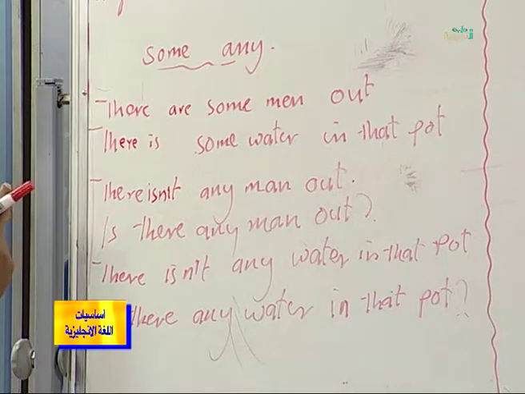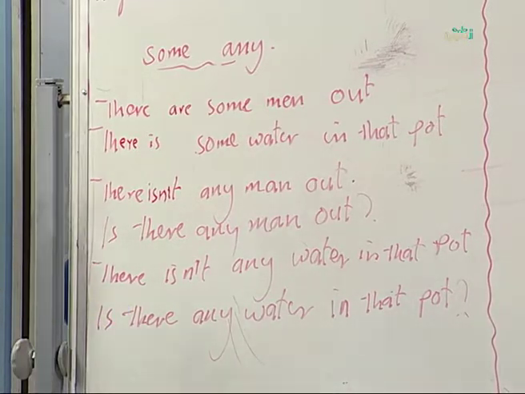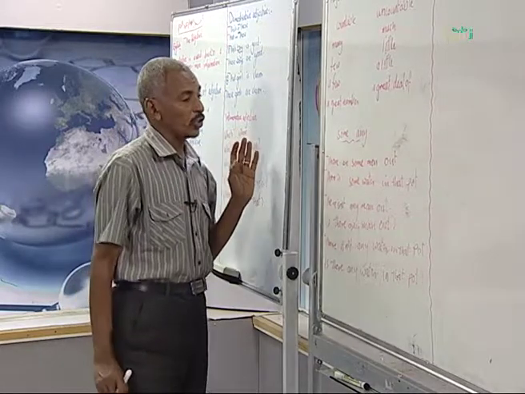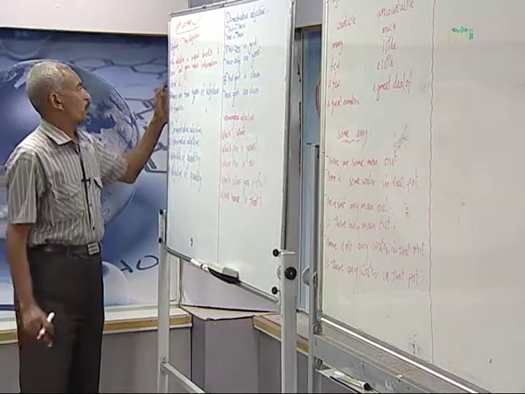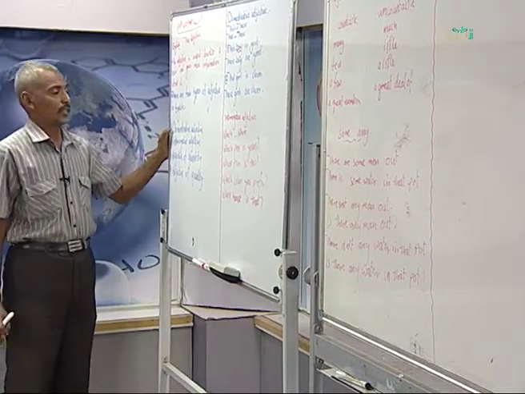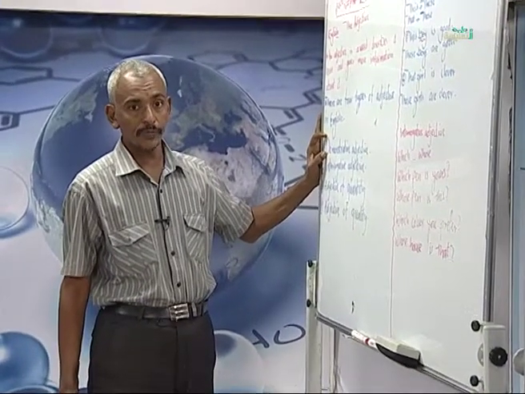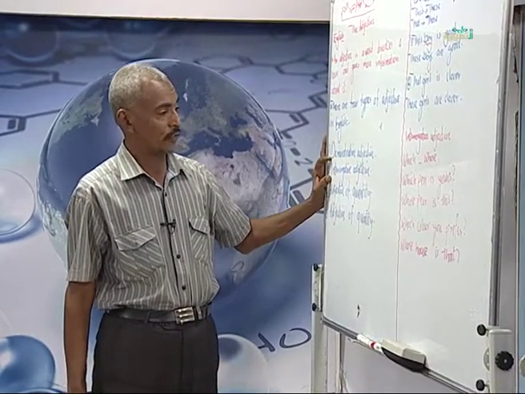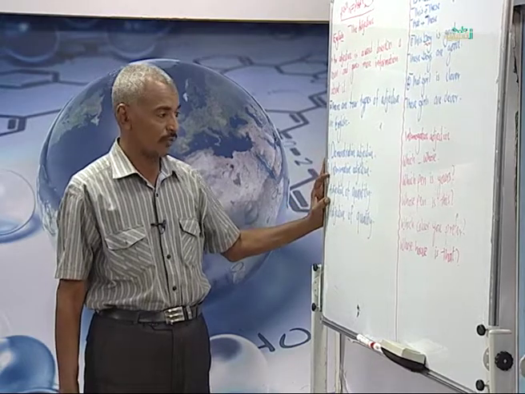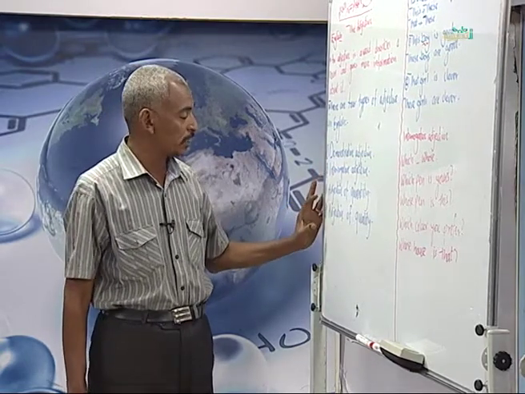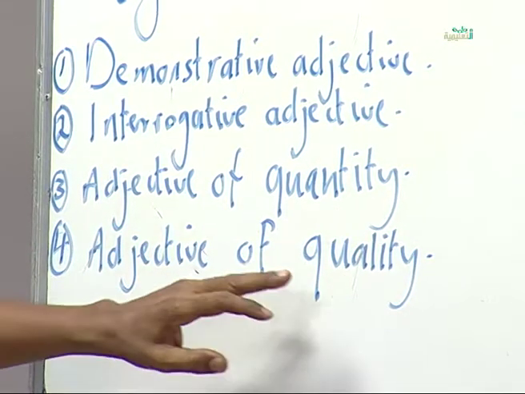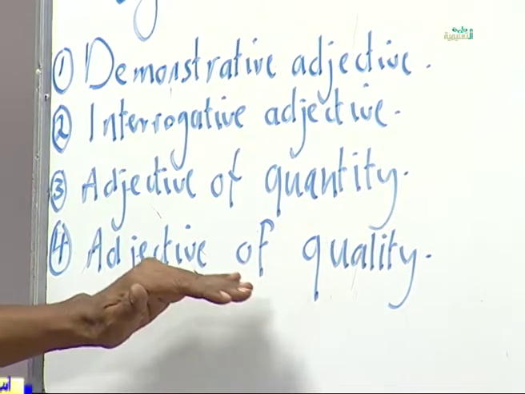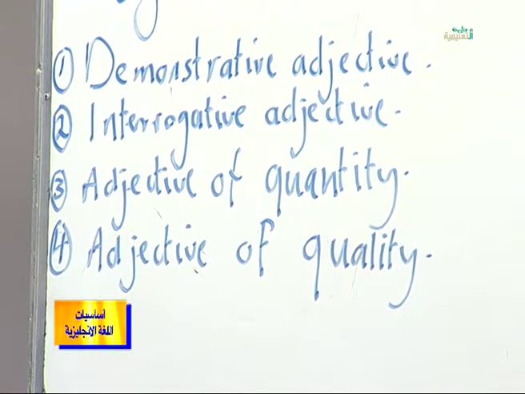This is the most important thing that you have to put in your mind. Here, as you see, we have three types of adjective: demonstrative adjective, interrogative adjective, adjective of quantity, and adjective of quality. This is by itself. We are going to have it in a lesson by itself.